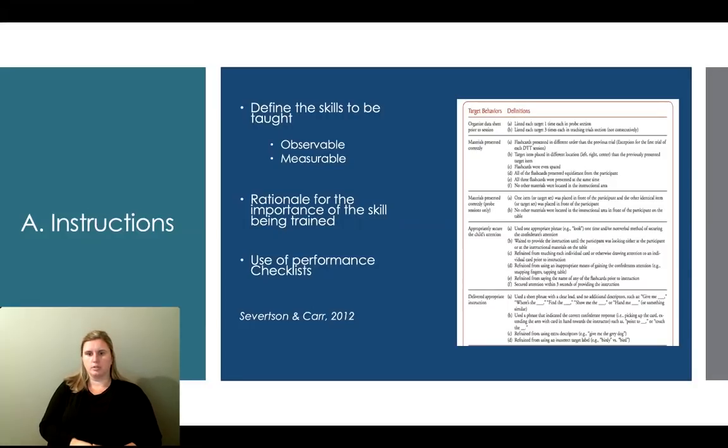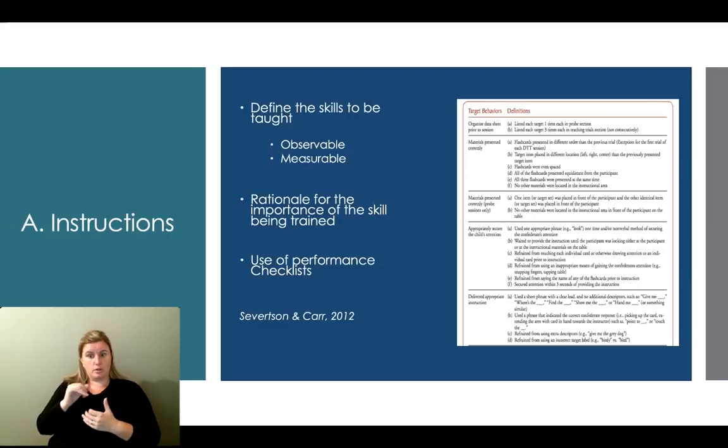The rationale for the importance of the skill being trained, of course, is important. We have to make sure that we provide not only what we're going to be training, but also why, the specific importance of why we're receiving training on a specific target skill. In order to do that, we could use multiple models. It could be simply typed instructions with operational definitions of all of the target behaviors. We can use performance checklists as well.